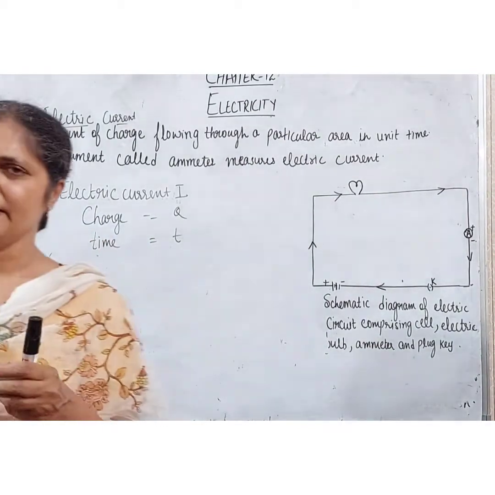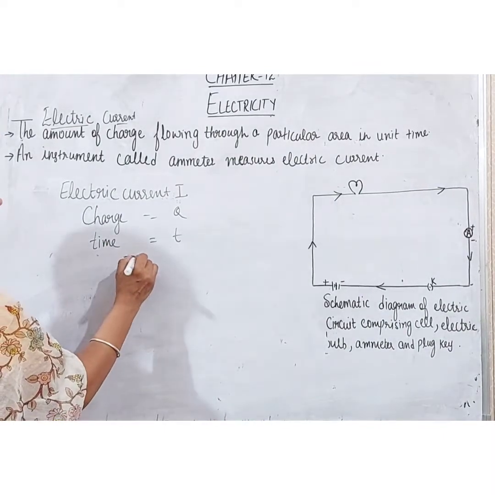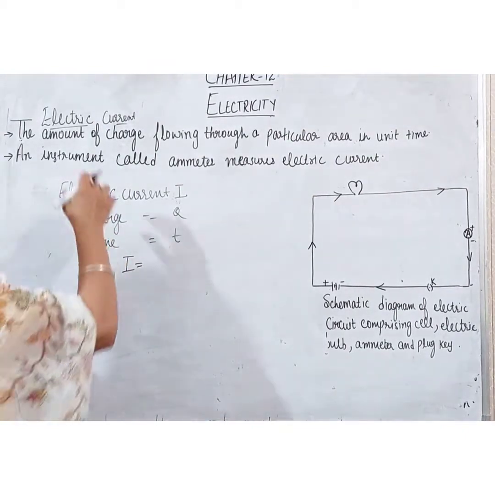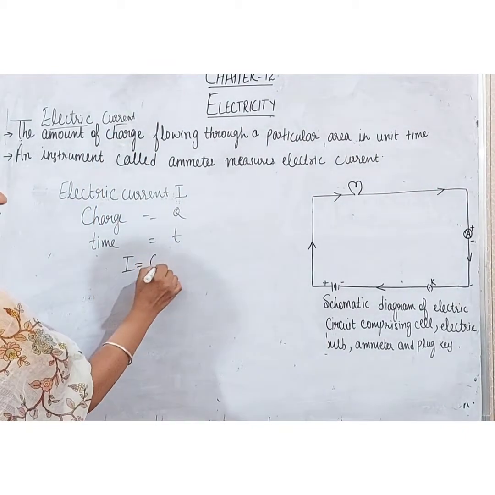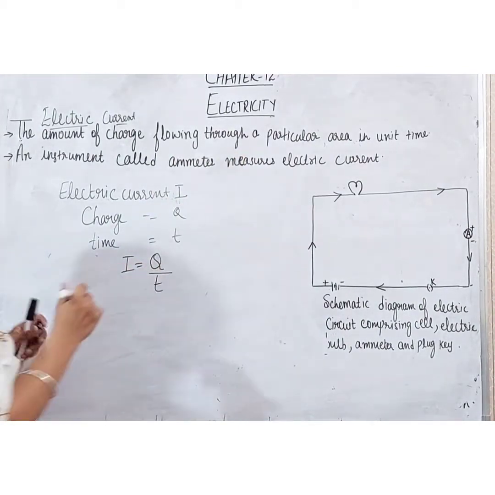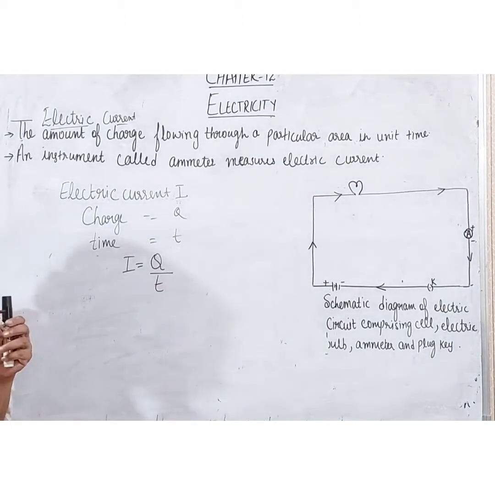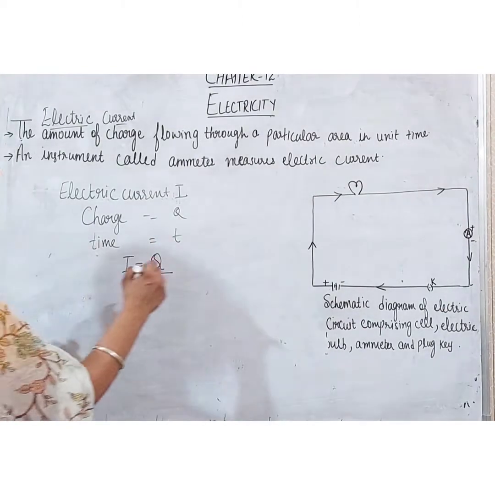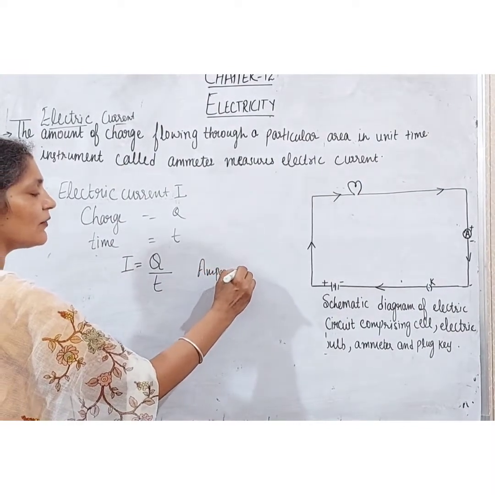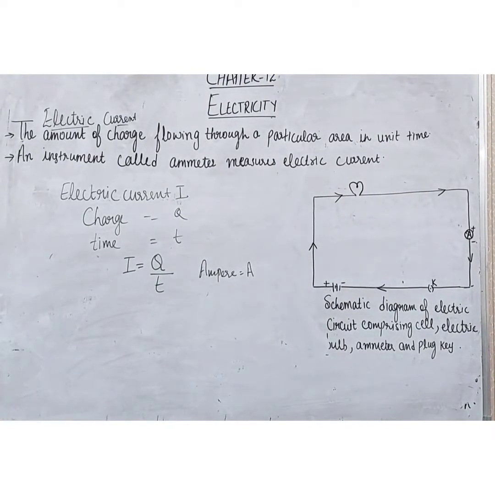Now we have to make a derivation or the combination. The electric current, as we have read in the definition, is the amount of charge flowing through a particular area in a unit time. So current I is equal to charge upon time, Q upon T, and the unit of electric current is ampere. It is denoted by the letter A.